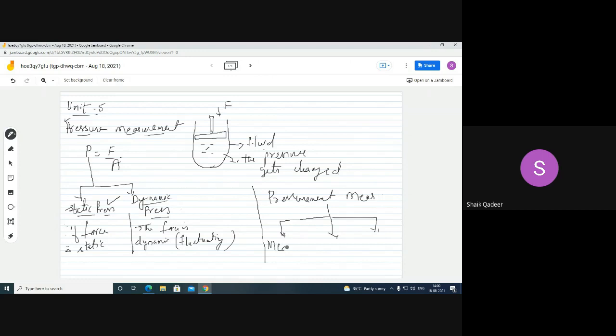If the range of pressure is medium, we have means available which cover medium pressure measurement. If the range of pressure is low, then we have means available which cover low pressure measurement. If the pressure is high, then we have means available to measure high pressure. So in this particular unit, we classify our content into three parts. One part discusses medium pressure measurement, another part discusses low pressure measurement, and the last part discusses high pressure measurement.